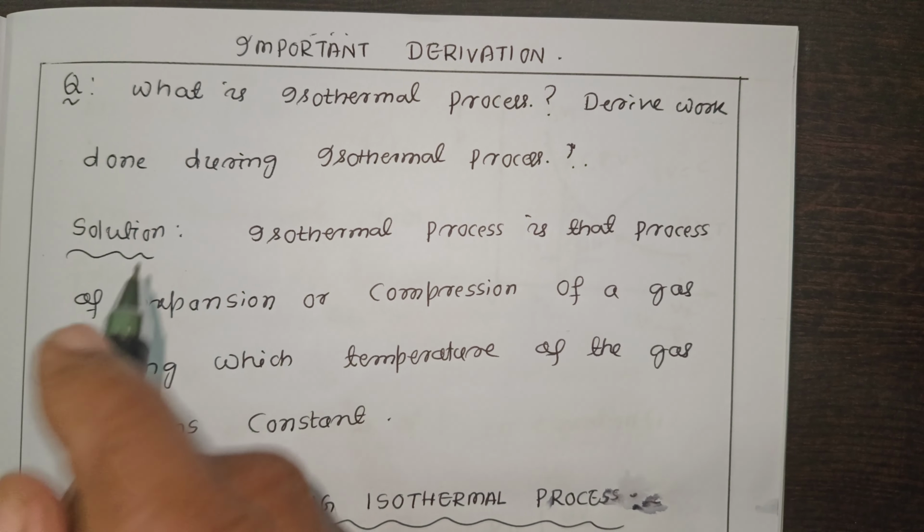Today I will discuss three derivations. These are the most important problems for your examination. First one is what is isothermal process and derive work done during isothermal process. Second one is what is polytropic process and derive the work done during polytropic process. Third one is what is adiabatic process, derive work done during adiabatic process. Now I will discuss one by one.